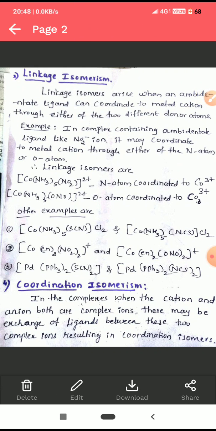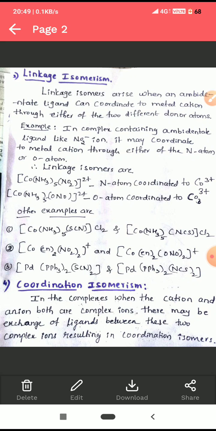Next type of isomerism is linkage isomerism. In linkage isomerism, the compounds have the same molecular formula. This arises when a central metal ion is bonded with an ambidentate ligand. The molecular formula will be the same, but the mode of attachment, the donor atom, is different. The metal cation is bonded through either of the two different donor atoms.